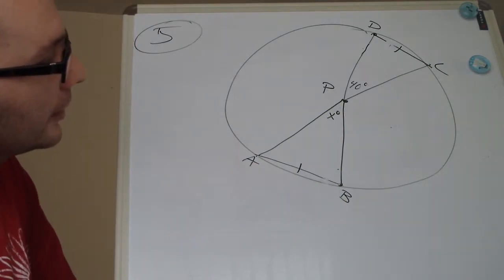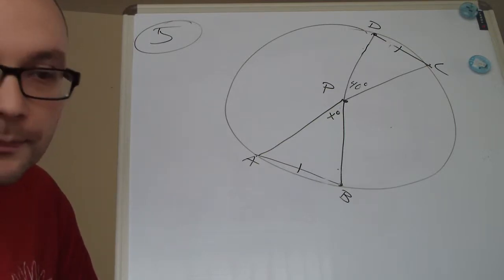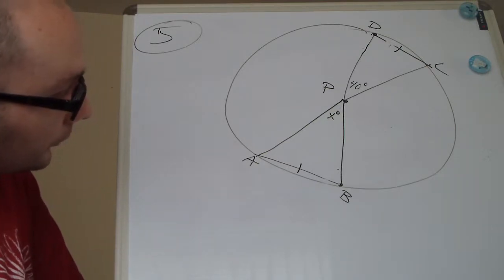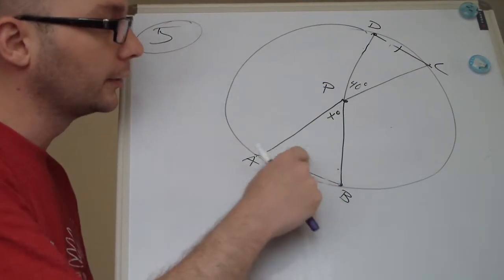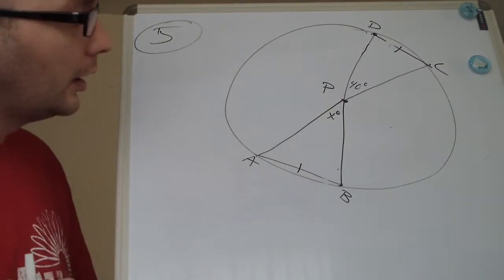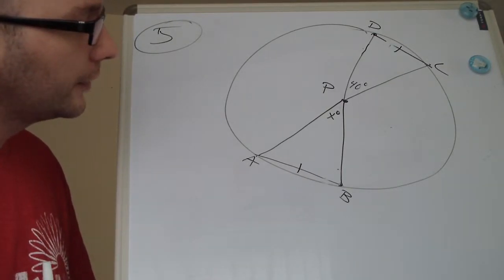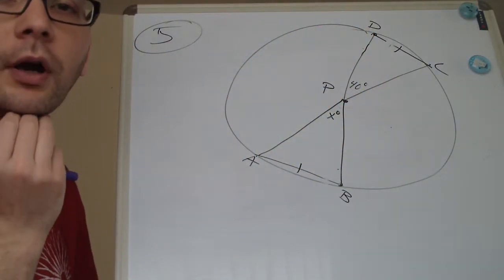Really what we have here is basically two isosceles triangles. An isosceles triangle has congruent angles, so these two angles are congruent, and these two angles are congruent to each other. And then we also have two segments that are congruent here, so the bases of the isosceles triangles are congruent.